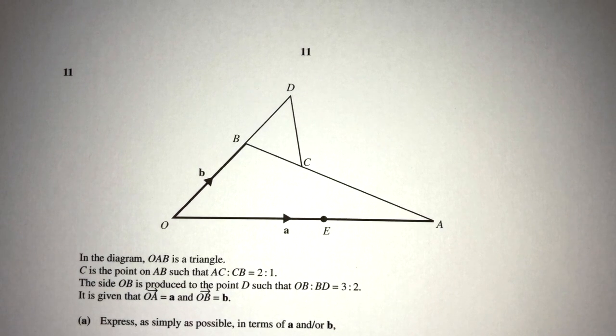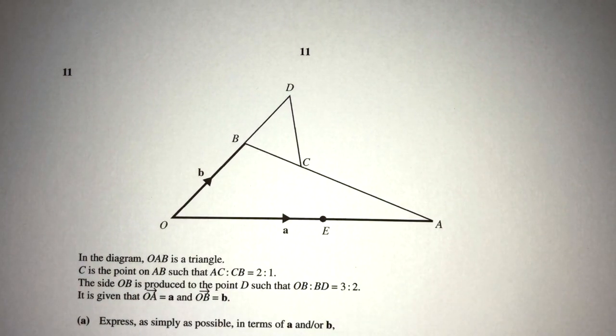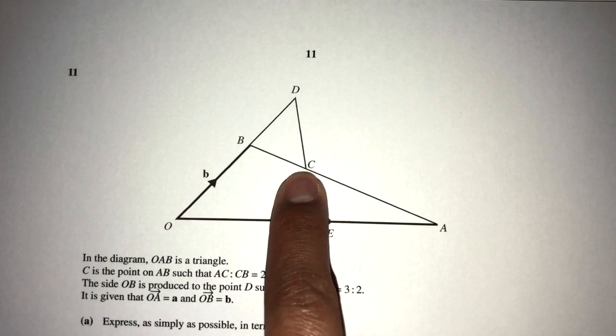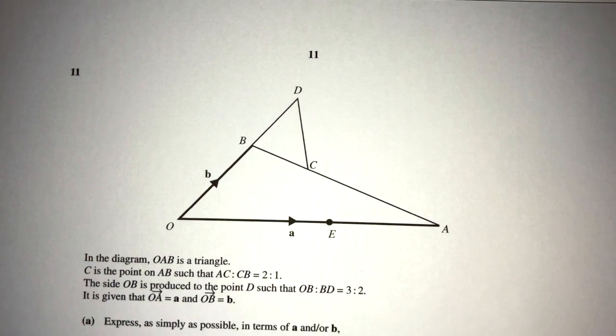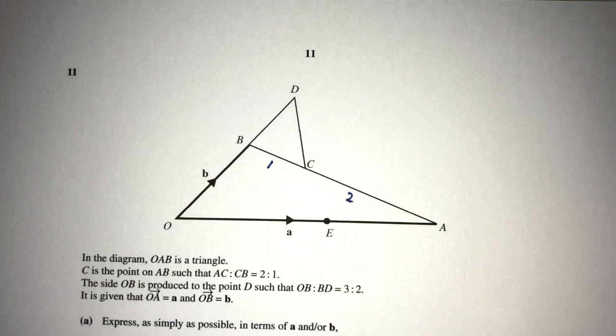Okay, so let's move on to question number 11. In the diagram we have OAB, a triangle. Good. Now the point C is on AB such that the ratio of AC to CB is 2 to 1. That will be 2, that will be 1. Okay, that's the ratio of AC to CB.